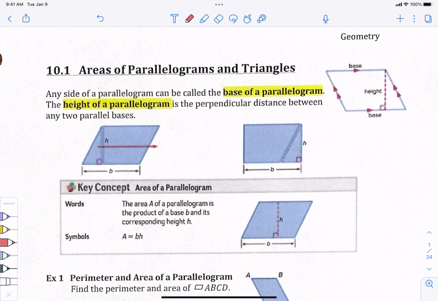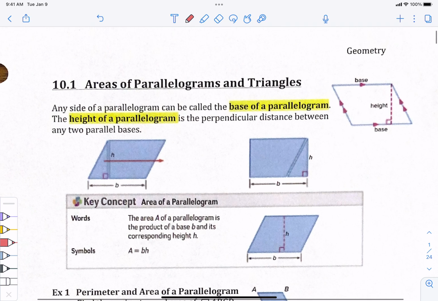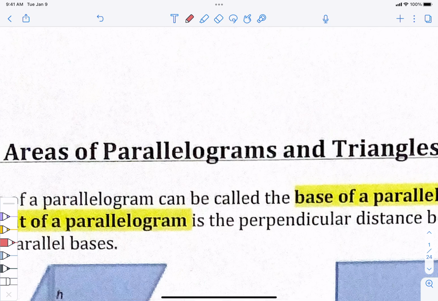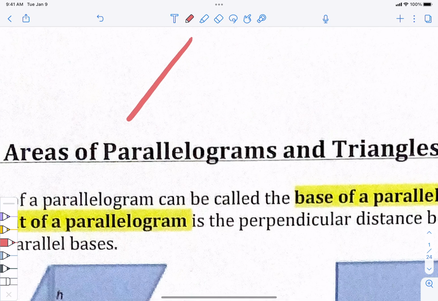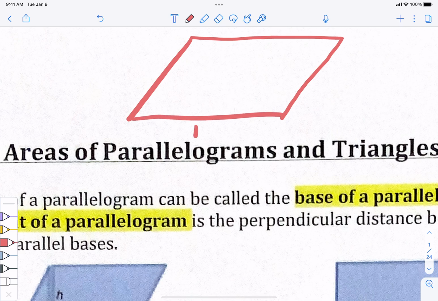So, 10-1, areas of parallelograms and triangles. Here we go. A parallelogram. I'm going to draw a picture of him for you up here because I'm going to talk about one weird thing that they might do to you. So draw this up here at the top. I'm going to label this bottom side as 10. I'm going to do a little angly thing down this direction. Don't look at my units. Let's say this is 3 and this is 5.